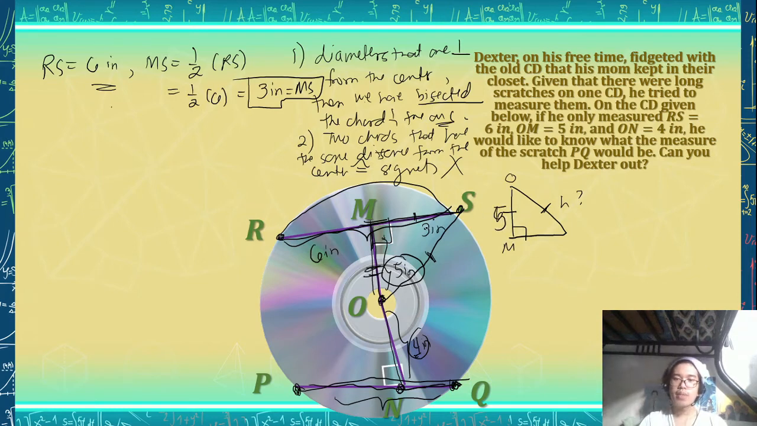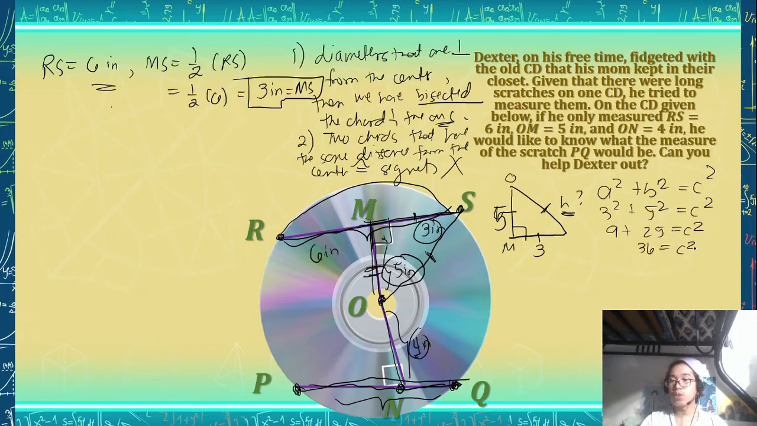And then the side measurement over here is equal to 3. To solve for the height, we should use the Pythagorean Theorem. If a squared plus b squared is equal to c squared, then this is going to give us 3 squared plus 5 squared is equal to c squared. That should give us 9 plus 25 is equal to c squared. That should give us 36 is equal to c squared.